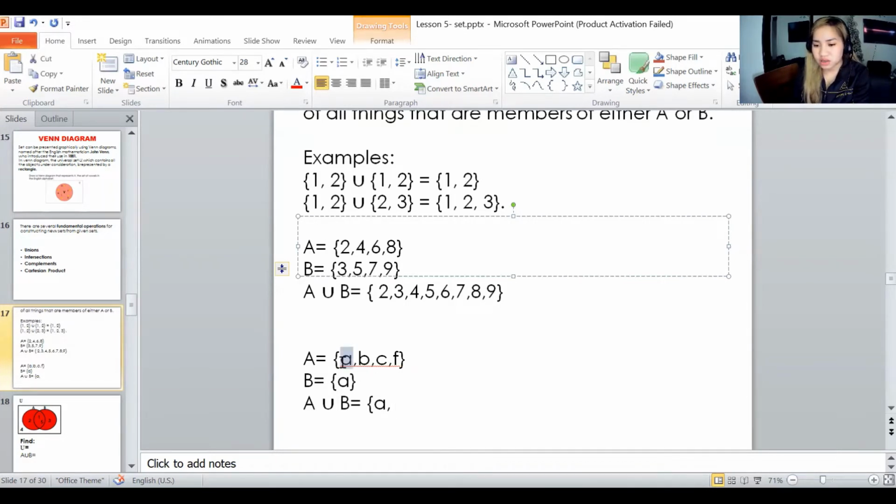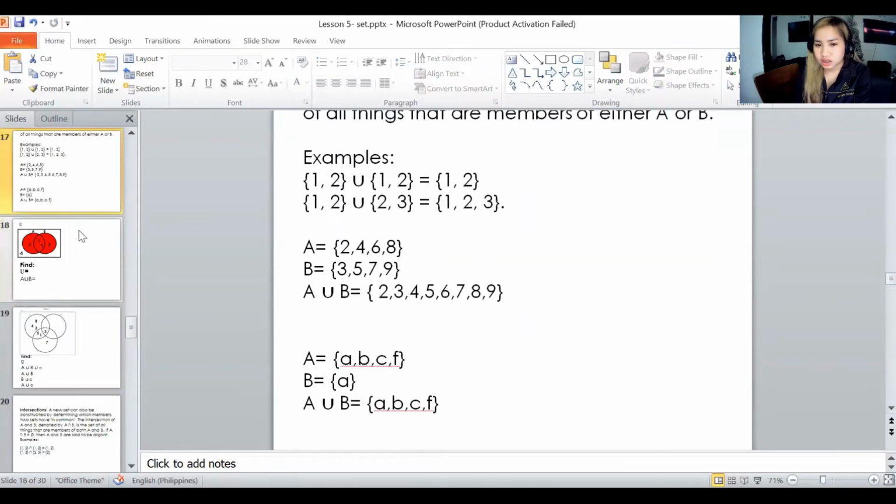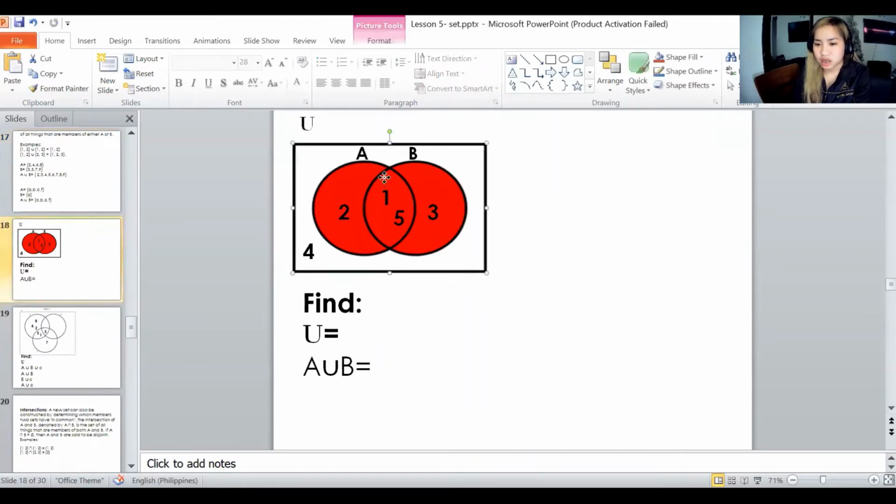So, ayan, we have A, elements A. Ayan. Since wala na pong elements na kasunod sa B, gayahin na po natin to. B, C, F. Yan. So, ang final answer natin is, kapag pinagsama yung A union B, ay A, B, C, F. So, ayan po yung union natin. Just combine all the elements lang po sa given sets. Next, we have, yan. Example ulit ng union. So, ito pong U.